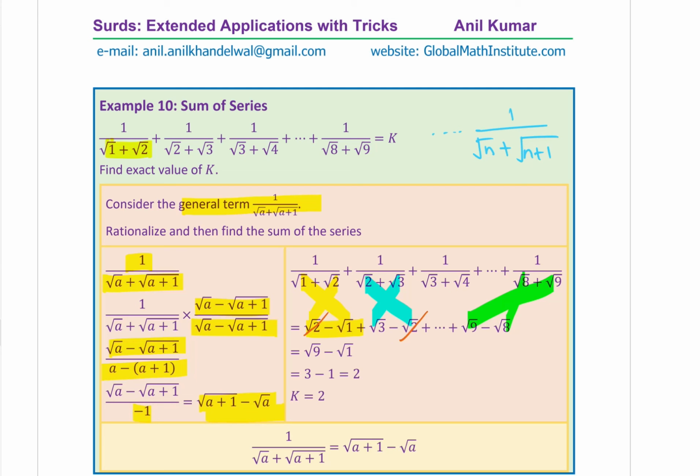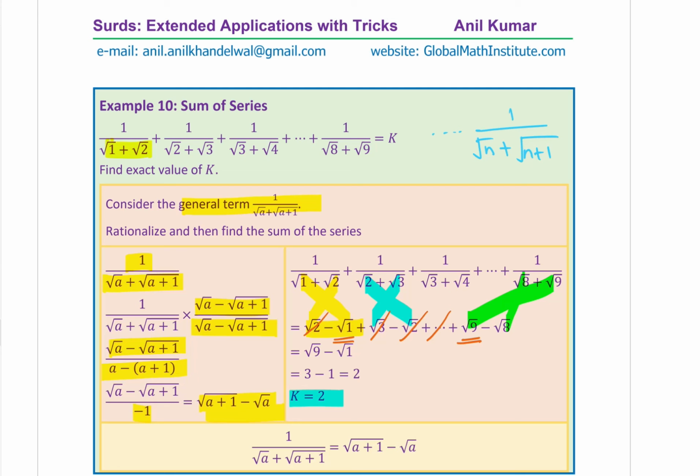Do you see that? So as we move on one by one they get cancelled. So square root of 3 will be cancelled by minus square root of 3 in the next term. However, the two terms which remain will be square root of 9 and minus square root of 1. So when you do that, you get square root of 9 minus square root of 1, which is 3 minus 1, and that is equal to 2. And therefore we get our answer, which is k equals 2.